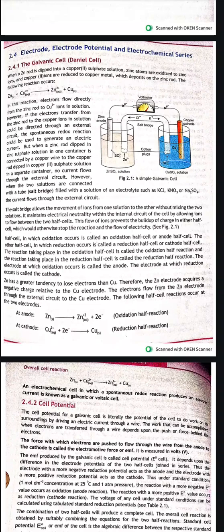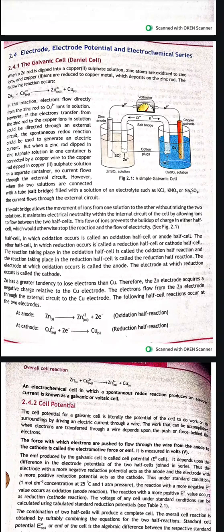So in the galvanic cell, when a zinc rod is dipped into copper sulfate solution, zinc atoms are oxidized to zinc ions and copper ions are reduced to copper metal, which deposits on the zinc rod. The following reaction occurs. In this reaction, electrons flow directly from zinc to copper. However, the electron transfer from the zinc rod to the copper ions in solution could be directed through an external circuit. The spontaneous redox reaction could be used to generate an electric current.